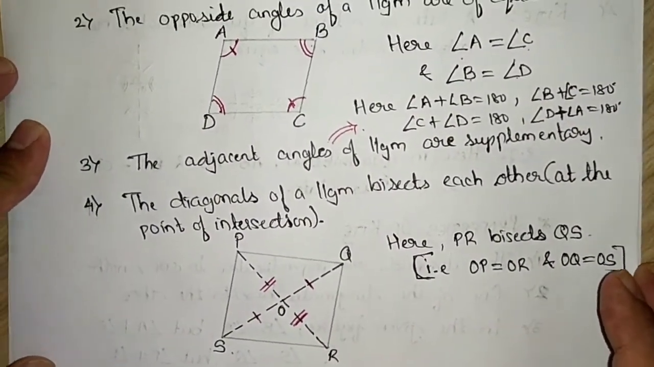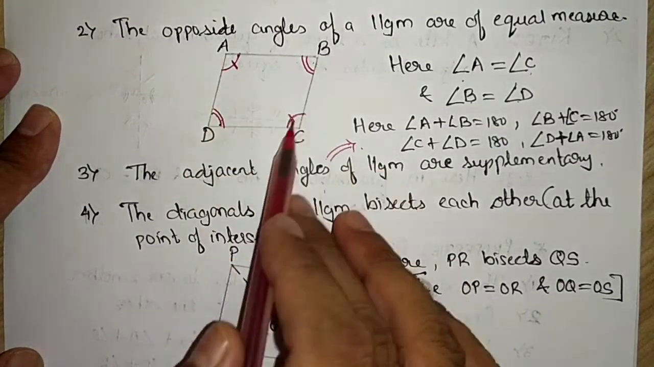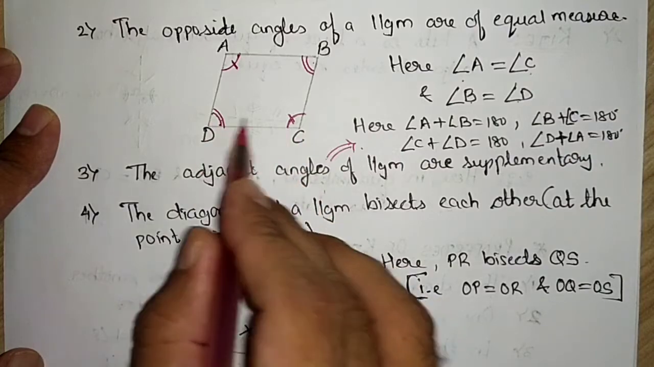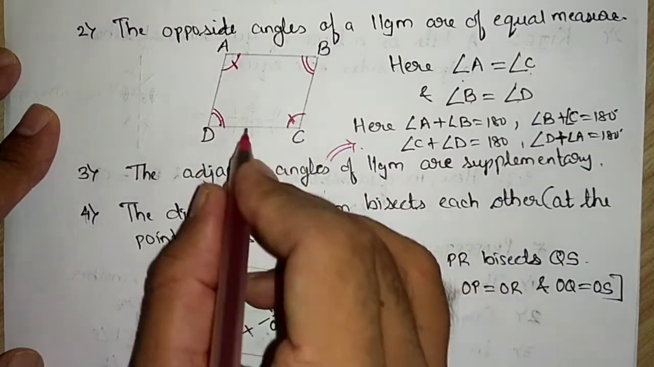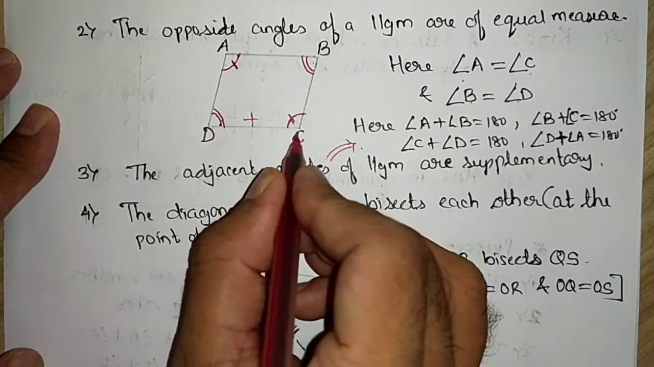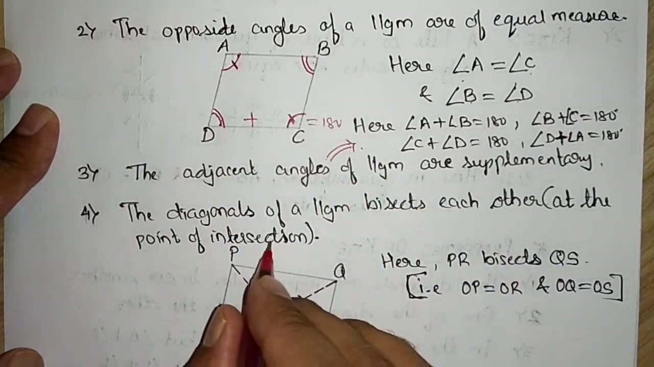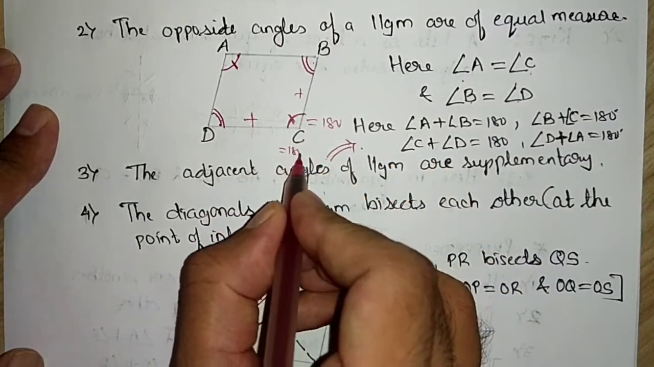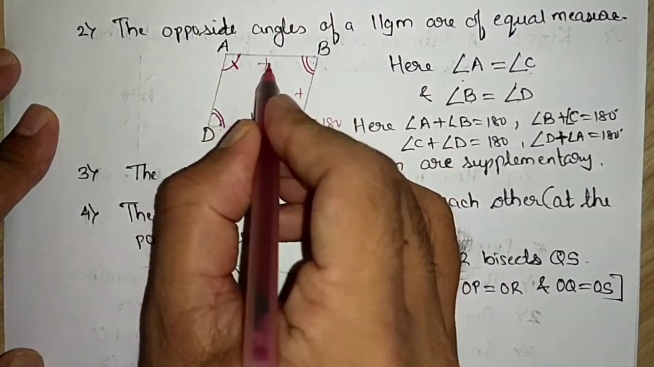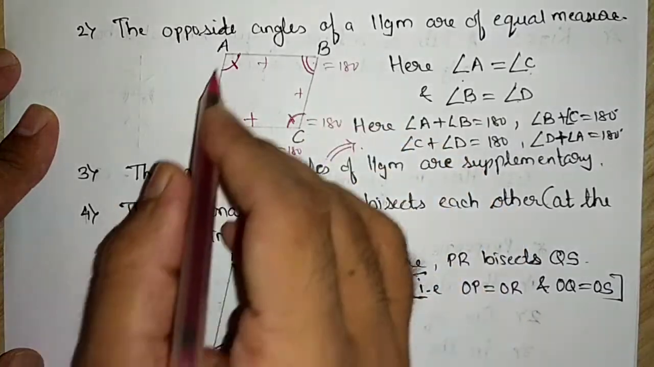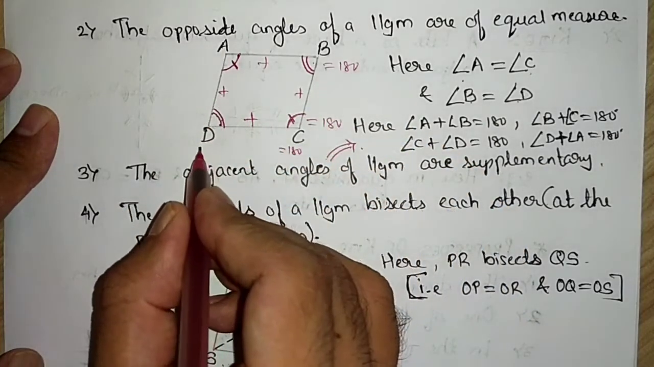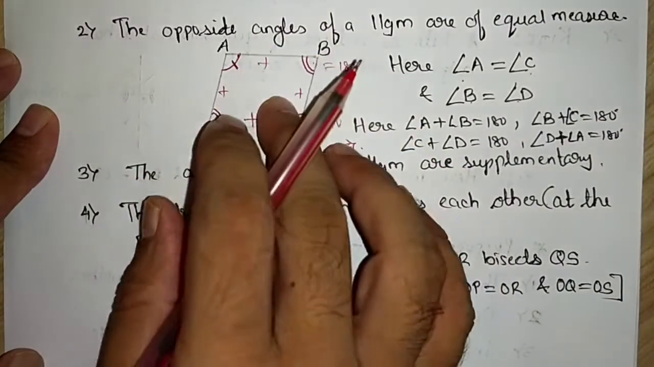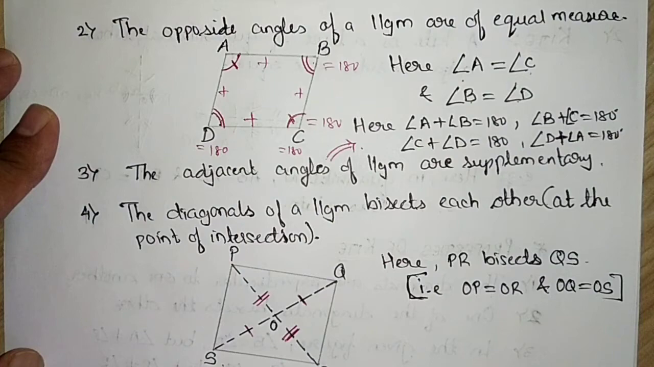Moving to the third property. If they say ABCD is a parallelogram, then the sum of the adjacent angles is supplementary. That means angle D plus C is equal to 180 degrees. Also angle B plus C is equal to 180 degrees. A plus B is equal to 180 degrees, and A plus D is equal to 180 degrees. If they tell you that this is a parallelogram, then only this property will apply.